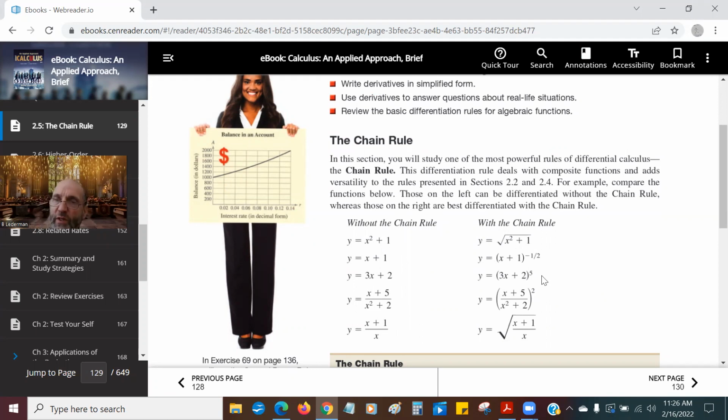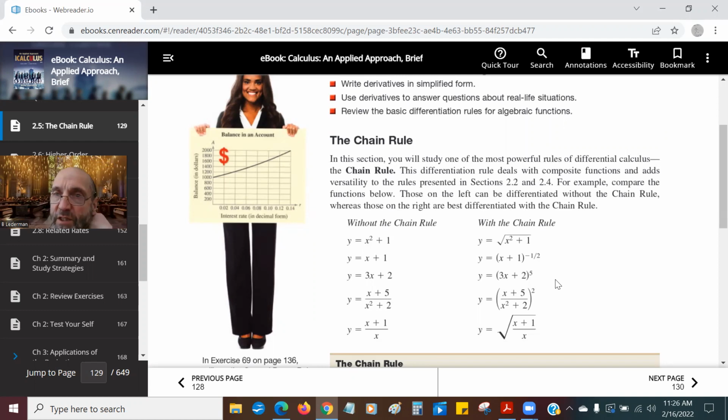The situation is what we call a function within a function, sort of. X squared plus 1 is a function, and the square root is a function, but the x squared plus 1 function is sort of trapped within the square root function. So it's like a function within a function. 3x plus 2 is a nice function. Raising something to the 5th power is a function, and the 3x plus 2 is sort of trapped inside the 5th power function. So that's the situation that the chain rule deals with.